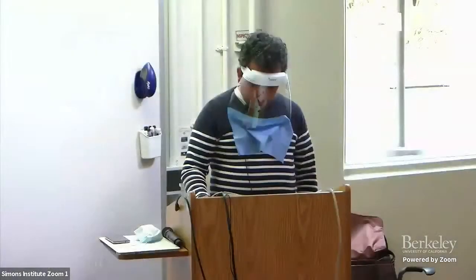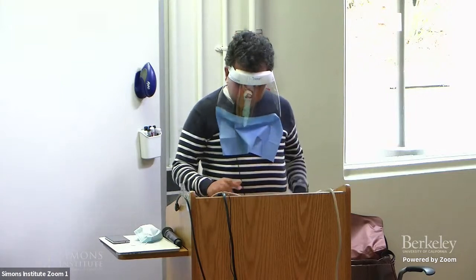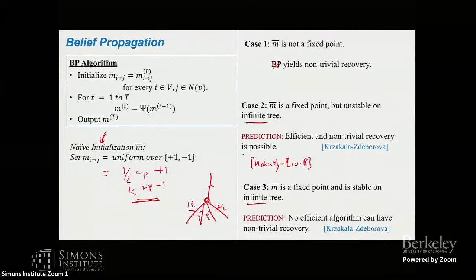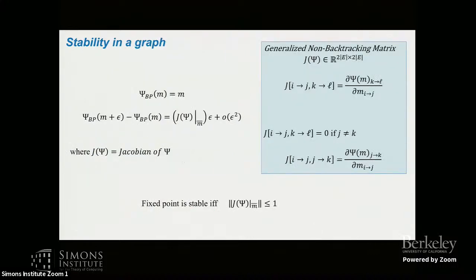Okay, so that's good. In fact, this is how we drew all the pictures that I showed earlier. You do this calculation on the infinite tree. You can write a program to do that, and you say when it's stable, when it's unstable, you can draw those pictures. It's a good exercise. Okay, so now let's see how we can take this BP intuition to get an actual, provable algorithm.